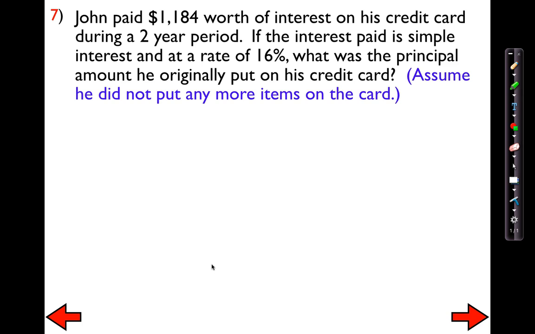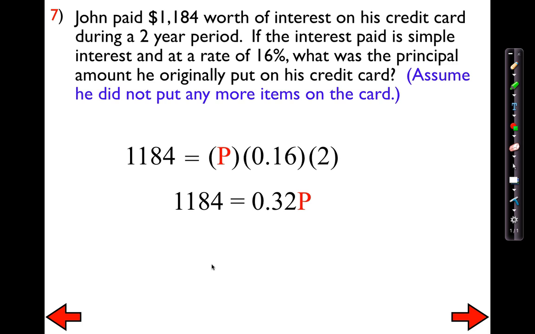Okay, so let's see how well we did. Using the equation interest equals principal times rate times time, hopefully you said the interest was $1,184. The principal we do not know, so we're going to leave it as a P. We do know the rate is 16%, so we're going to convert that to a decimal, so 0.16. And we do also know the time, which is 2 years.